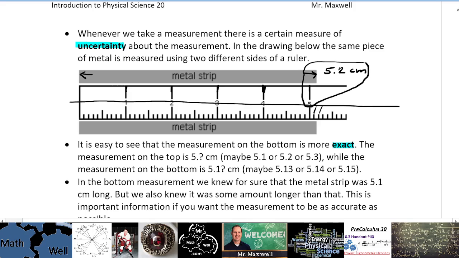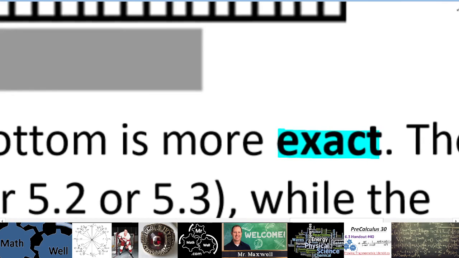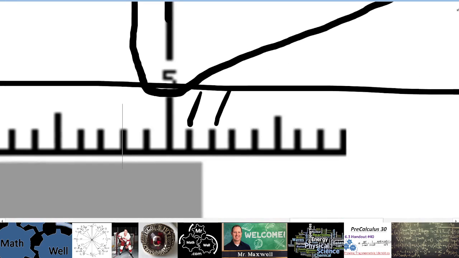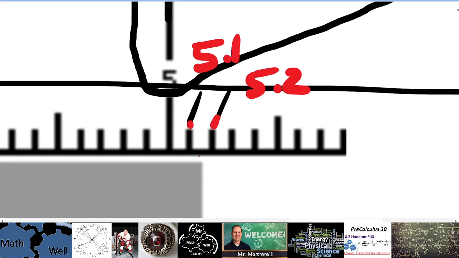Now, on the bottom, I'll zoom in on this. I can see that this is 5.1, and this is 5.2 right here. I can see that the metal strip is certainly between 5.1 and 5.2. So I can state this as 5.1, and then I can go one more digit. When you're taking measurements, you can always go to one uncertain digit. You use all the digits that are certain, and then you can put one more in there as your guess.